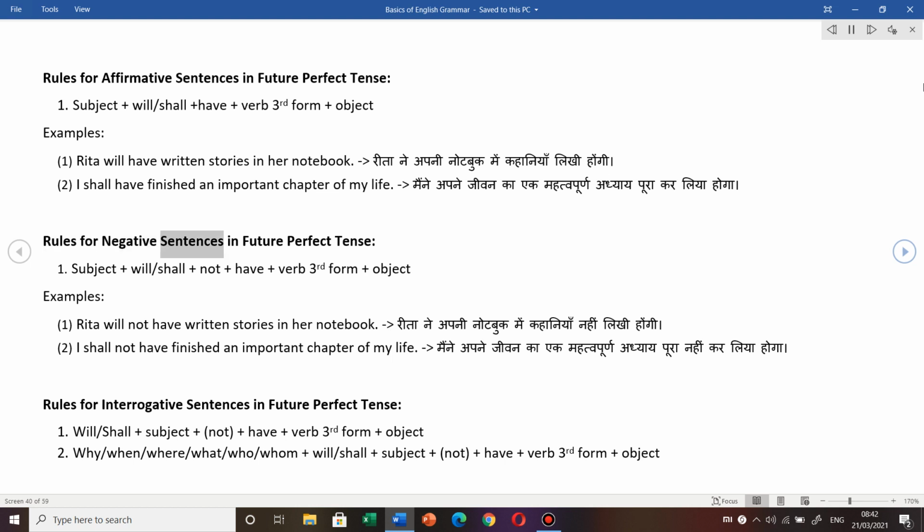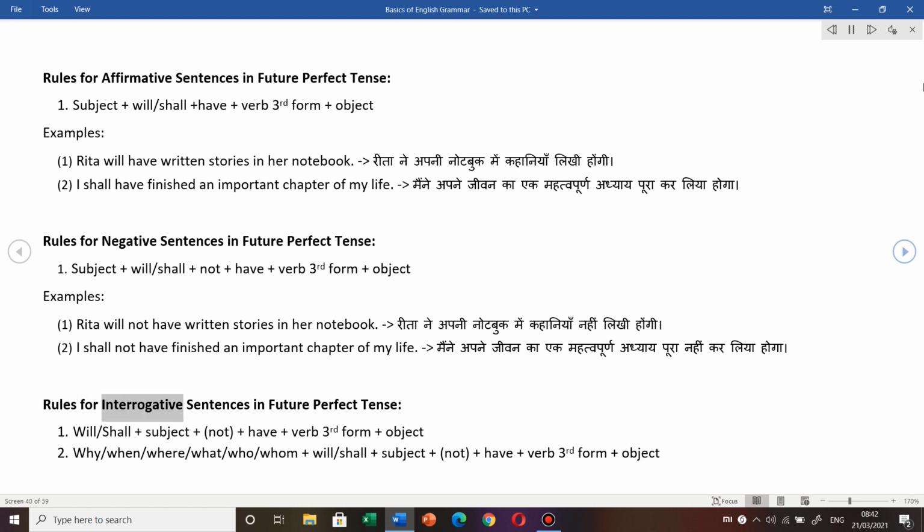Rules for negative sentences in future perfect tense. Subject plus will/shall plus not plus have plus verb third form plus object. Examples. Rita will not have written stories in her notebook. I shall not have finished an important chapter of my life.